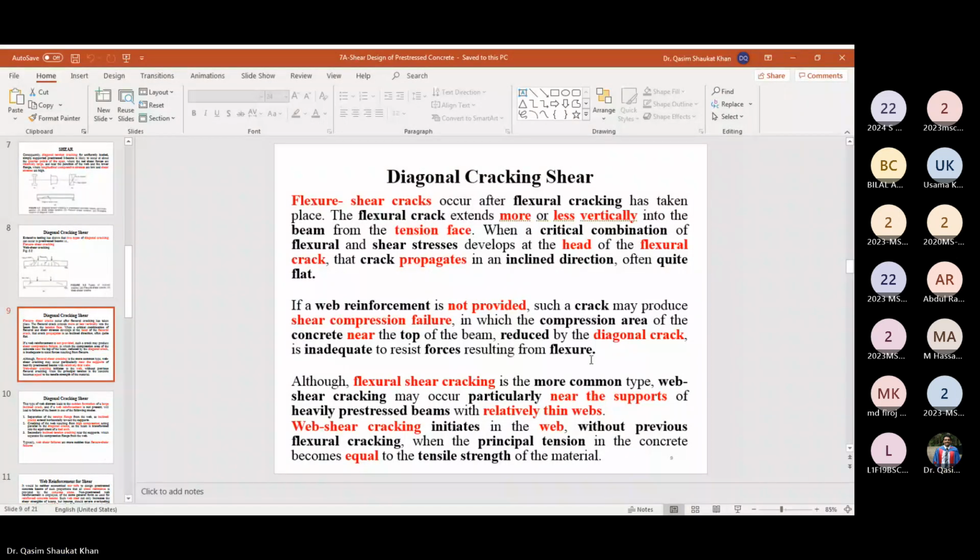So if web reinforcement is not provided, such a crack may produce shear compression failure, in which the compression area of the concrete near the top of the beam is reduced by the diagonal crack, which is inadequate to resist the forces resulting from the flexure. So everyone agrees to this point? Okay.